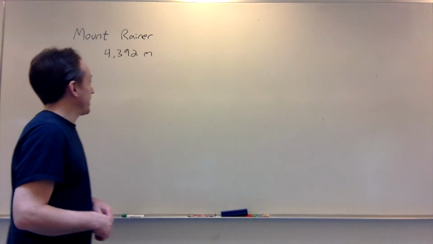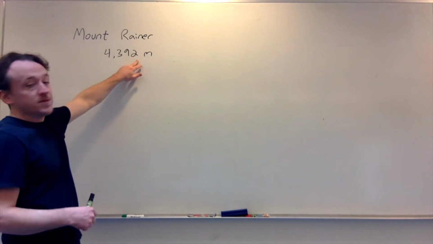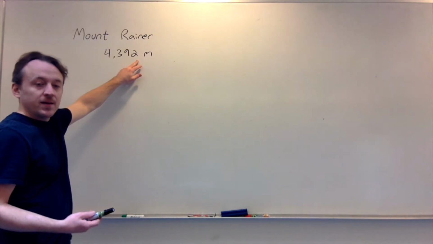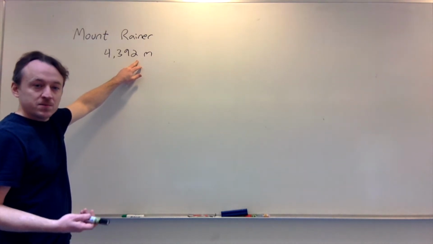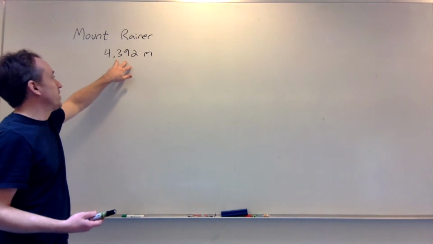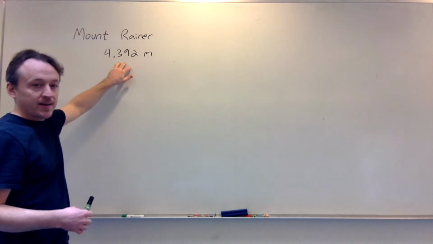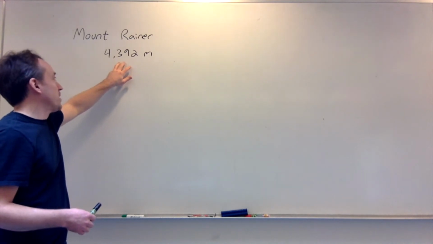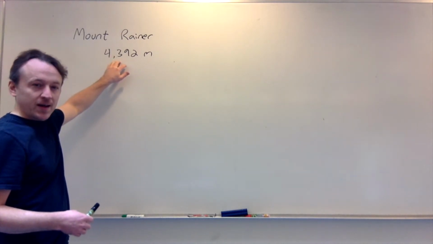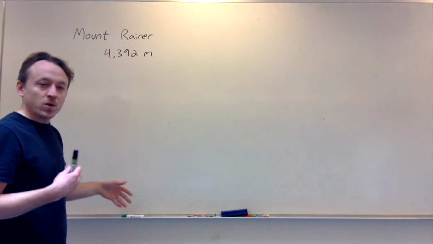Let's first look at the fact that this is 4,392 meters. I know a kilometer is 1,000 meters, so I know this is 4.392 kilometers. Maybe you don't see that automatically, but you know this is 4.3 kilometers, so you're going to be talking about something on the order of miles.